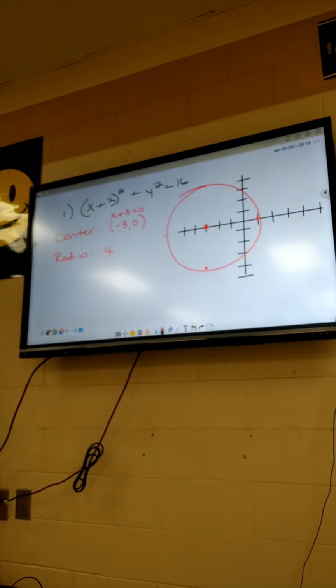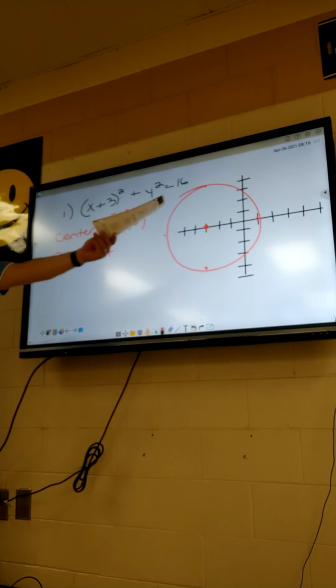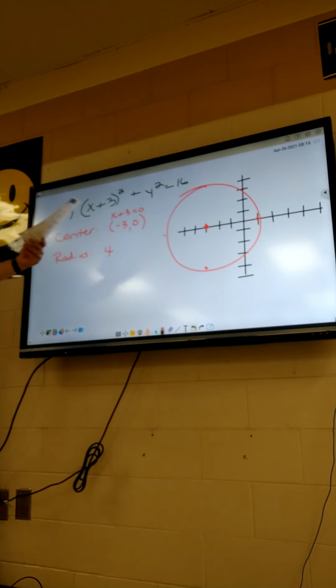Now 2, 3, and 4 are going to be a little bit more work. Do you start from the dot? Yes, start from the dot, the center that you made the first time. That's where you start from.